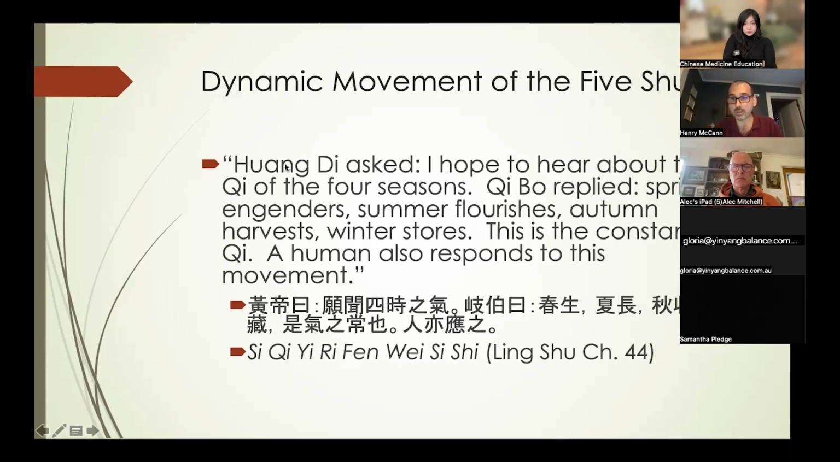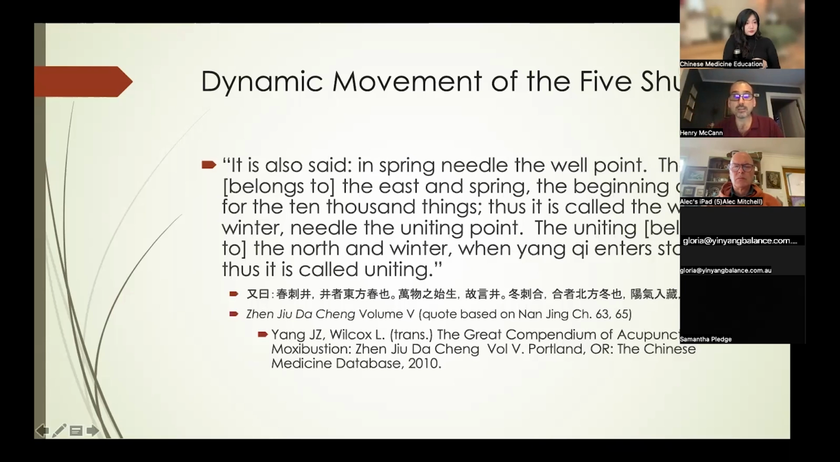Now, when it comes to acupuncture, this is a quote from the Great Compendium, Volume 5. This is a translation by Lorraine Wilcox, based on chapters from the Nanjing. It says, in spring, needle the well point. That's the Jing-well point. The well belongs to the east in the spring, the beginning of life for the 10,000 things. So why in spring do we needle the Jing-well point?